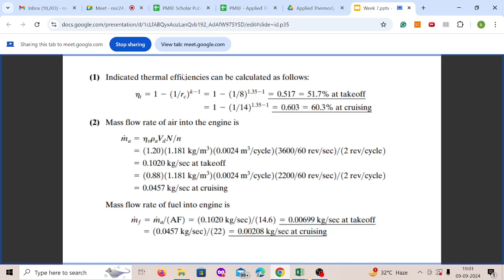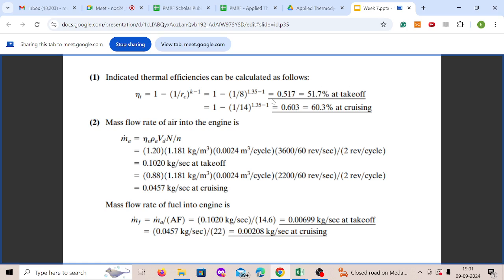So indicated thermal efficiency can be calculated with the SI engine formula. The efficiency formula is 1 minus 1 by Rc raised to the power gamma minus 1. During takeoff the compression ratio is 8, so 1 minus 1 by 8 raised to the power gamma minus 1, where gamma we are taking as 1.35. This comes out to be 51.7%. So that is the indicated thermal efficiency during takeoff.